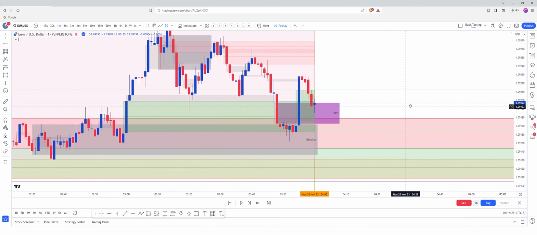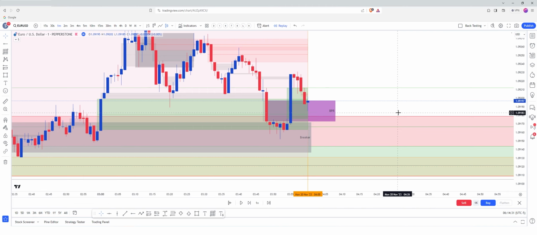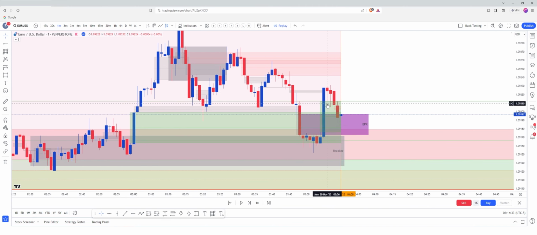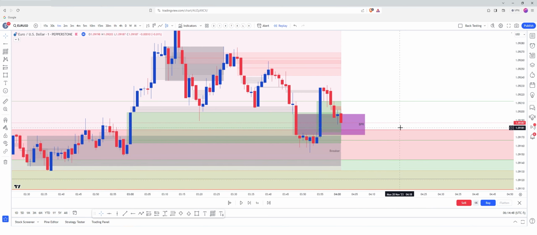So this is interesting price action. It's not our unicorn model, but we're respecting the BPR. We've got a rejection candle. So this little doji candle here with a rejection wick coming into the balanced price range at 4 AM. Again, respect of that BPR.